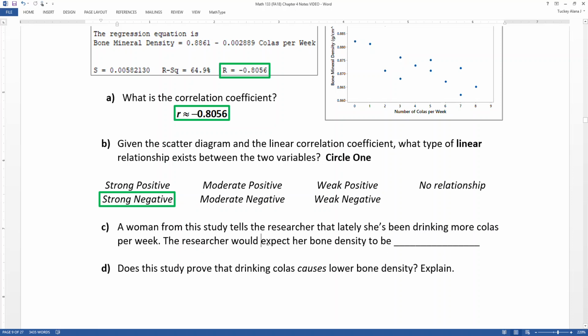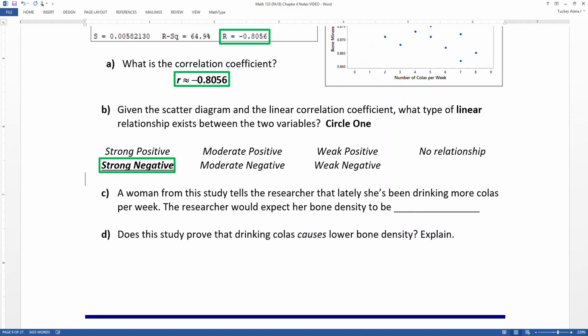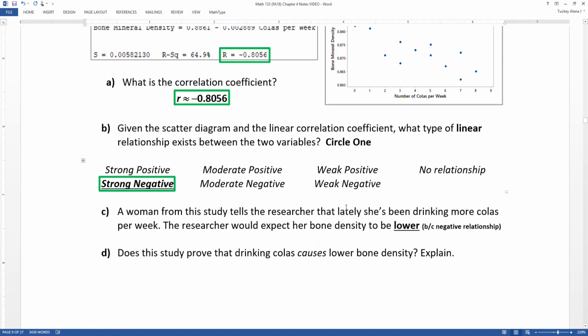Now, I'm not asking for a specific number. Really what I'm asking here is for you to describe the trend. So if you increase your X, then your bone mineral density tends to go down. That's because it's a negative relationship. So therefore, I would expect her bone density to decrease. There we go. So because of that negative relationship, I would expect her bone density to be lower. All right, and you can see the downward trend when you look at the graph. I mean, that is a negative relationship.